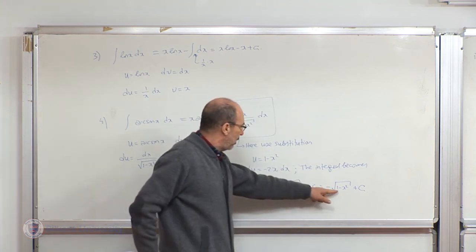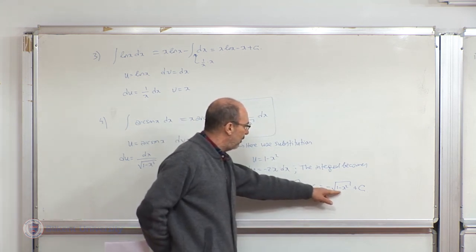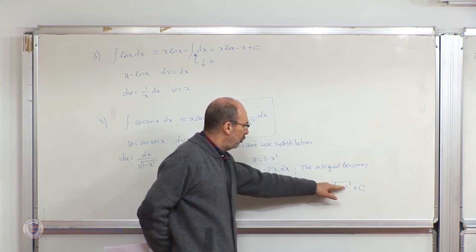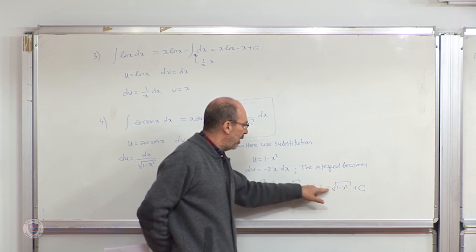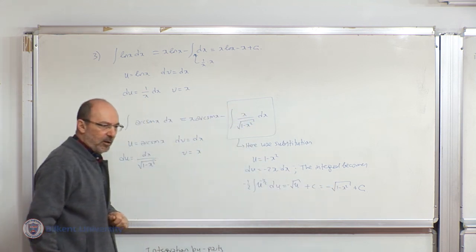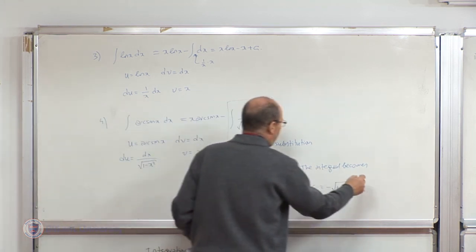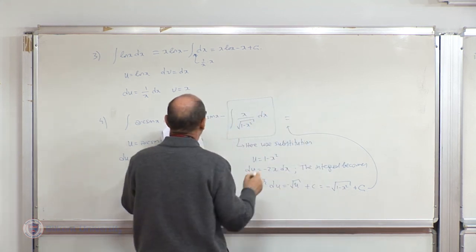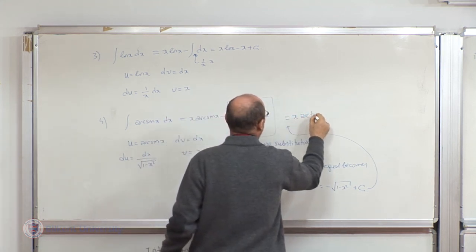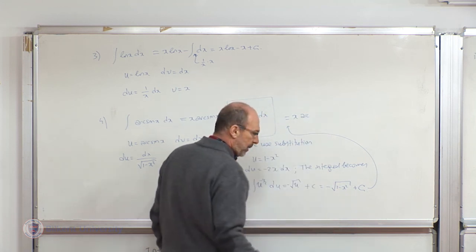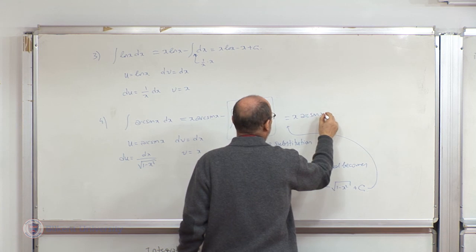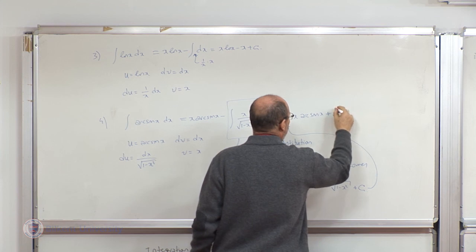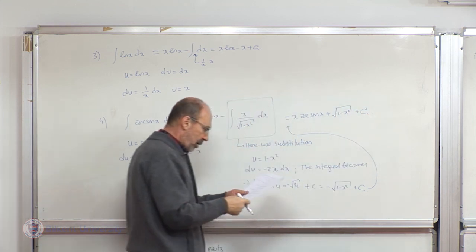Now we can check the derivative of this. The derivative will give me 1 over the square root of this. From the square root, I'll have 1 over 2, but this 2 will cancel it, and this minus will kill the other minus, and I'll have this. So we put this back into here. What do we have? x arcsine x minus minus, so plus, the square root of 1 minus x squared, plus c.